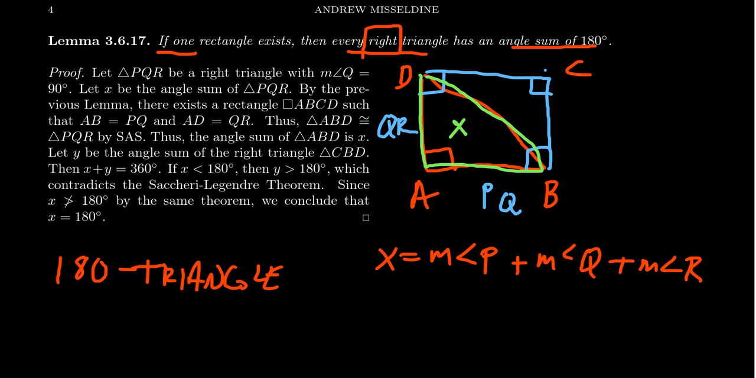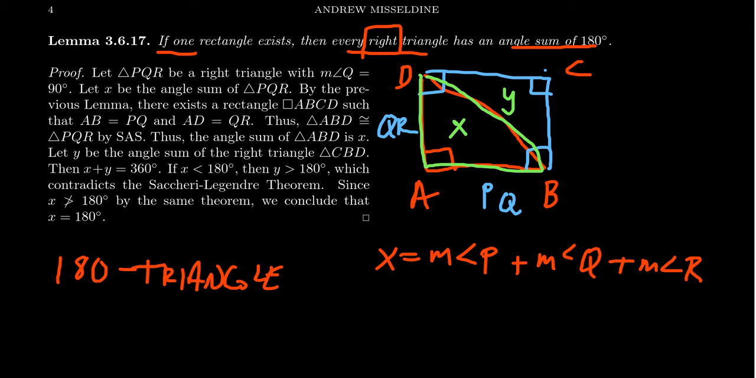And we're going to say that the angle sum of the BCD triangle equals Y. Now, we're not ready to say that the BCD triangle is congruent to ABD, and we don't need that here. That will be a consequence shown later, but we don't care about that right now. So let X be the angle sum of ABD, and let Y be the angle sum of the triangle BCD. Notice that BCD is likewise a right triangle here.